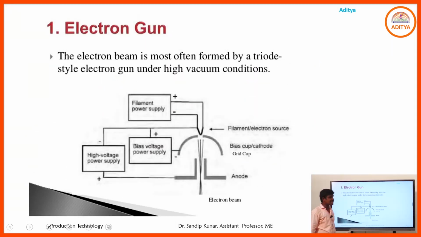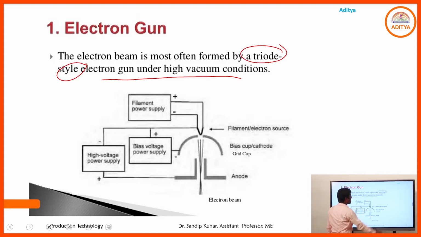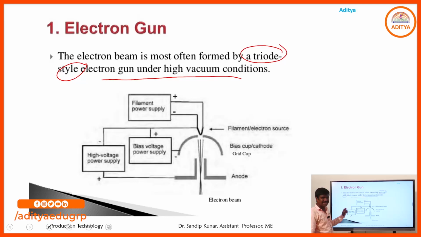Electron gun. What is the function of the electron gun? Generally the electron gun is formed in a triode style, a triode style electron gun, under high vacuum conditions. Always we maintain the vacuum conditions, meaning no air particles are there.